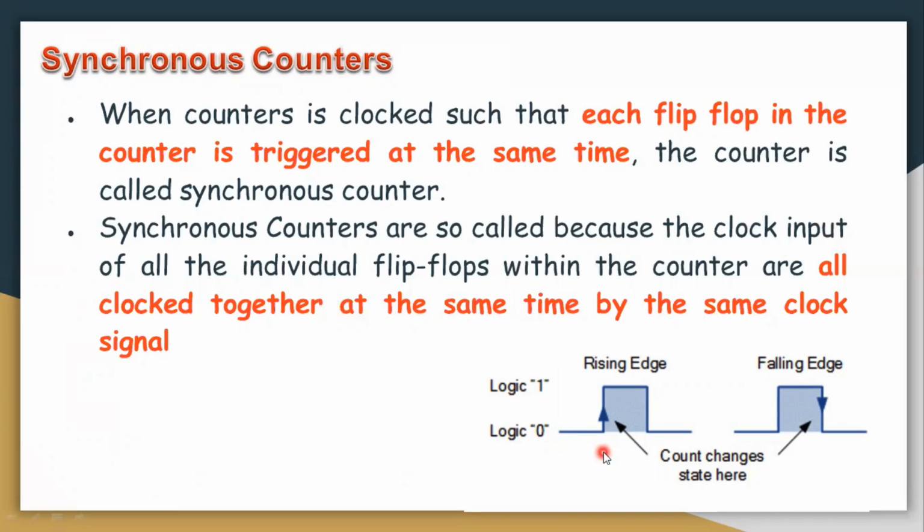This is a single clock pulse in which it is a positive clock pulse because it's activated at the rising edge. See this arrow, rising edge. The second one is negative clock pulse in which it is activated at the falling edge. See on the negative half cycle.